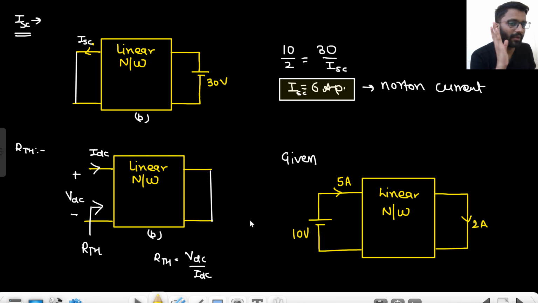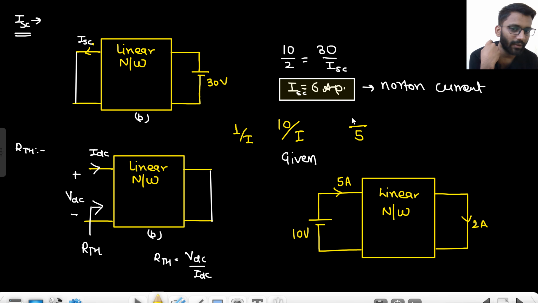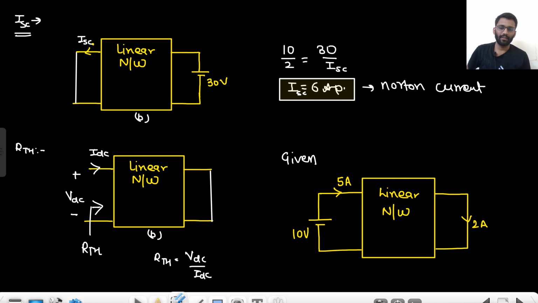I told you one thing about RTH. No matter whatever the voltage you apply, let's just assume you apply 1 volt and you get a current equal to I. So what will be your RTH? 1 by I. If you apply 10 volt, you get a current equal to I. What will be your RTH? 10 by I. If you apply a current source equal to 5 ampere and you get a voltage of V, what will be your RTH? V by 5. Right?